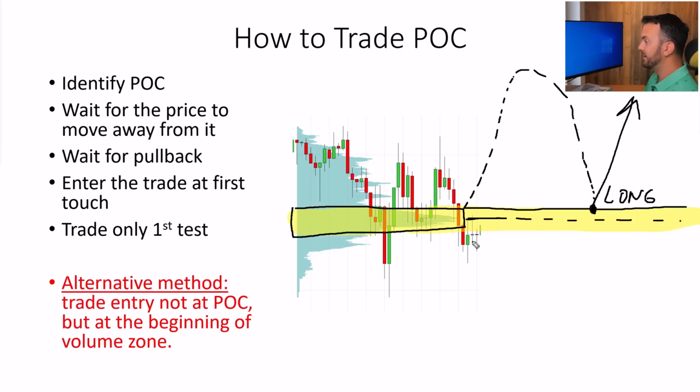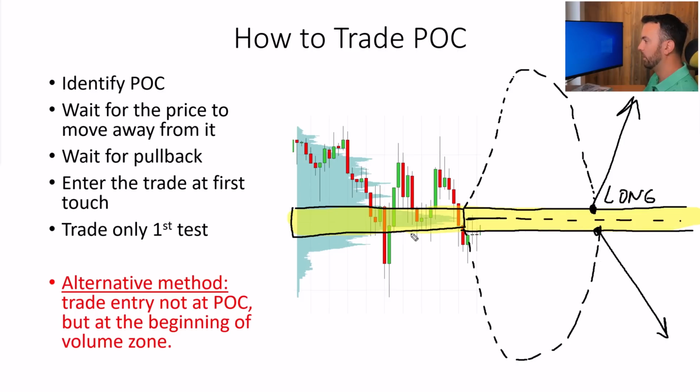A short trade scenario would be if the price went down from that point of control, made a pullback, then the short would be from here, from the lower border of that heavy volume zone, right? So that would be the short.